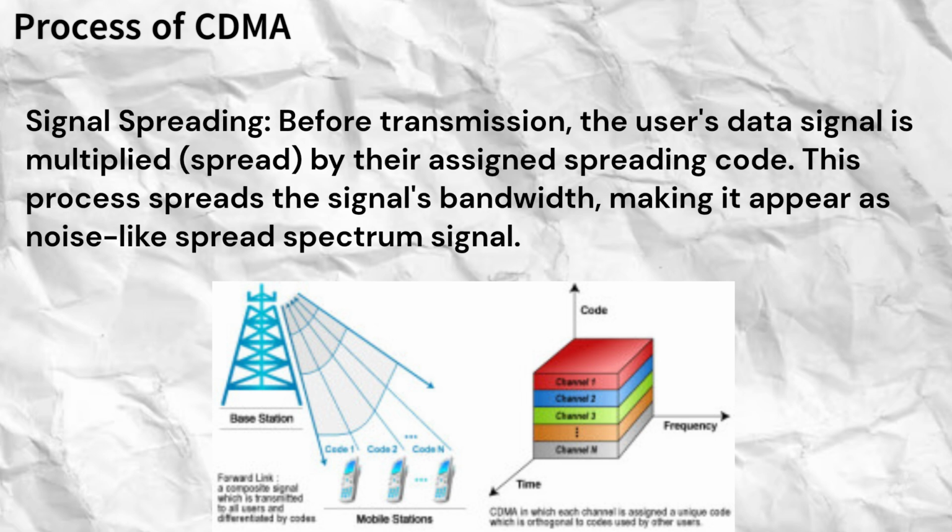Signal spreading. Before transmission, the user's data signal is multiplied, spread, by their assigned spreading code. This process spreads the signal's bandwidth, making it appear as a noise-like spread spectrum signal.